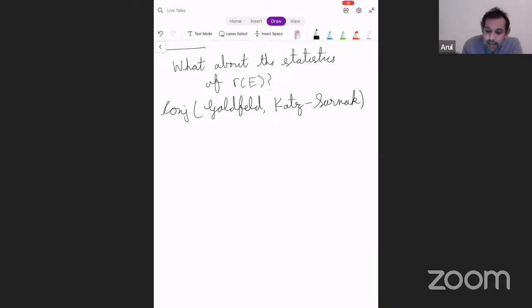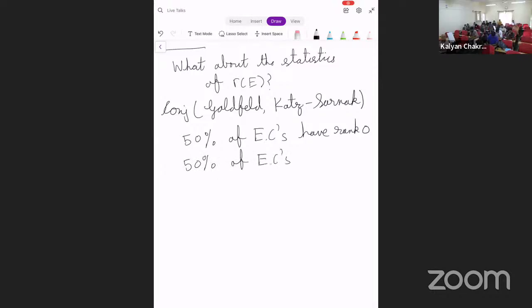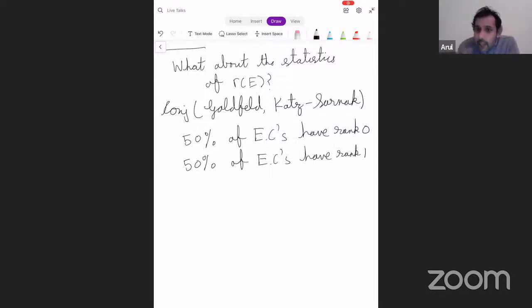And the conjecture goes as follows. What it says is that 50% of elliptic curves have rank 0, 50% have rank 1, and the remaining 0%, which are still going to be an infinite number of elliptic curves, don't mess up the average. The average is what we would expect. So the average value of the rank is exactly a half.